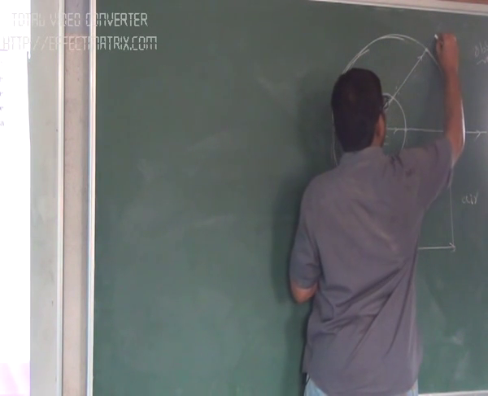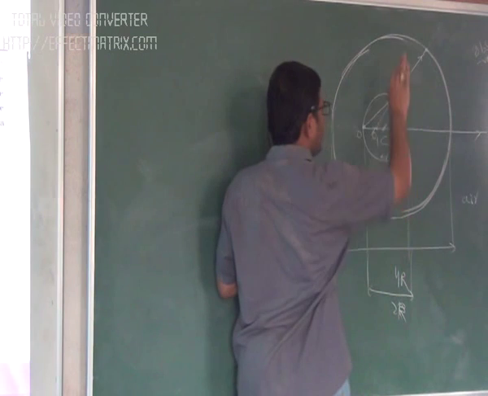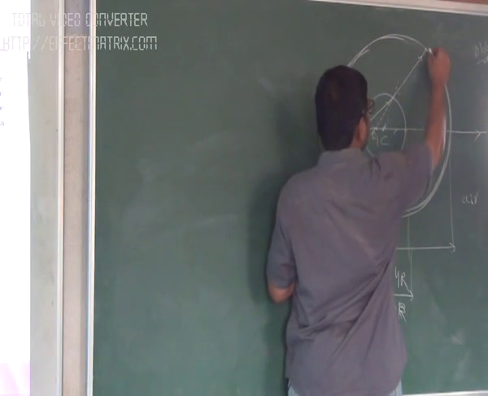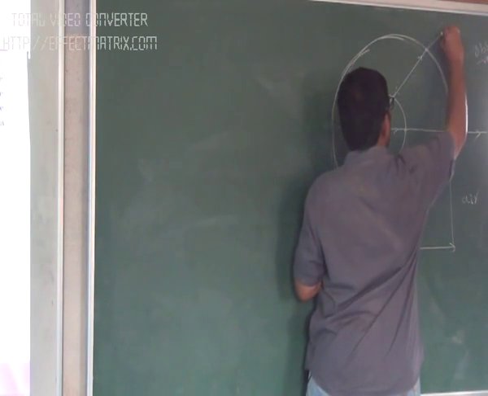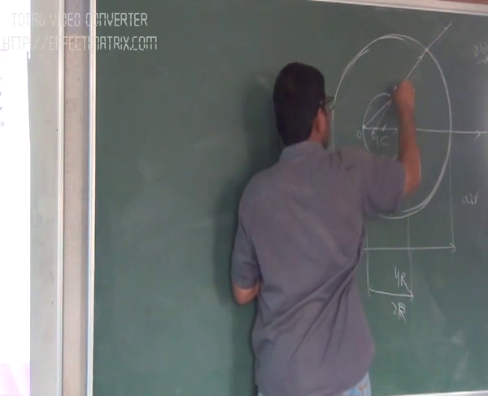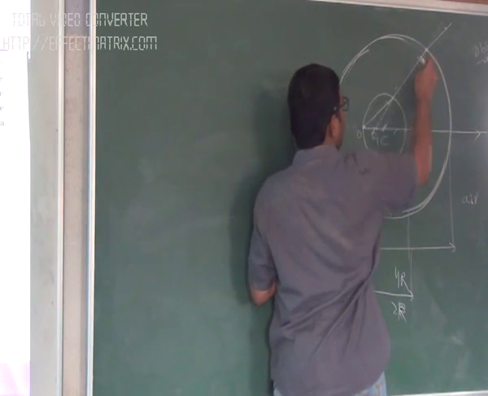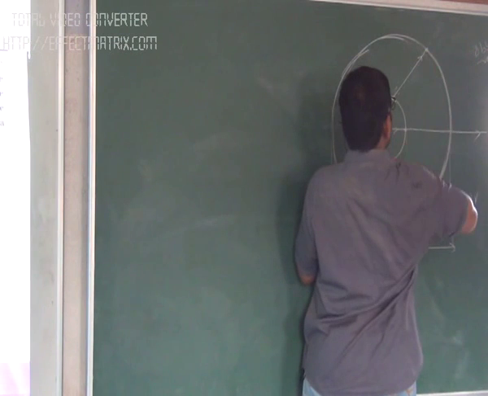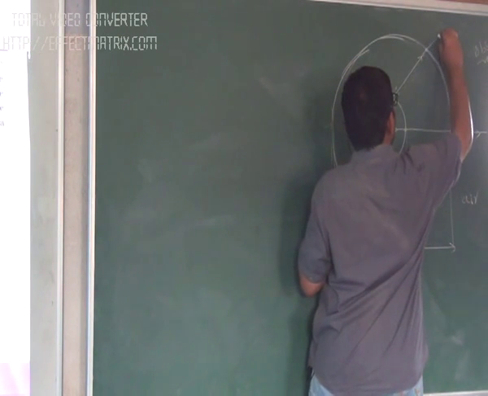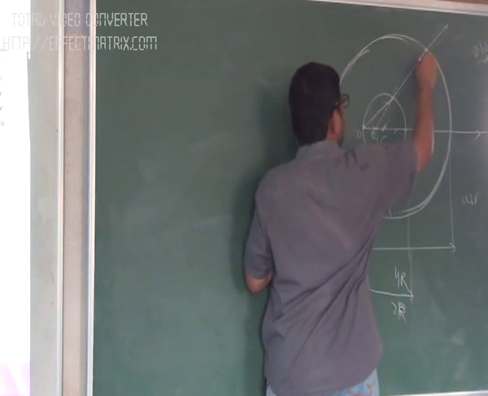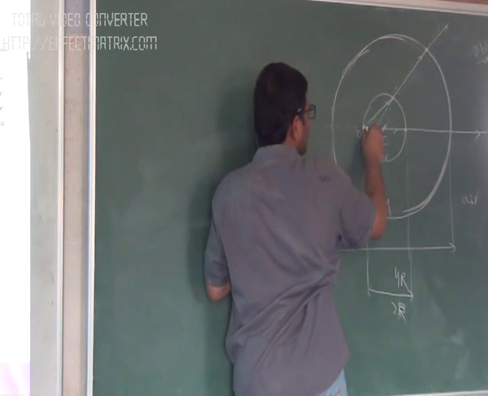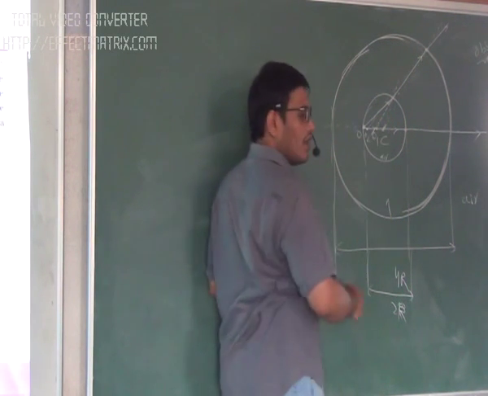It is supposed to move like this actually, but will it move away from the normal or towards the normal? Away from the normal, like this. If you extend it back, where is it going to meet? Here. This is O2.